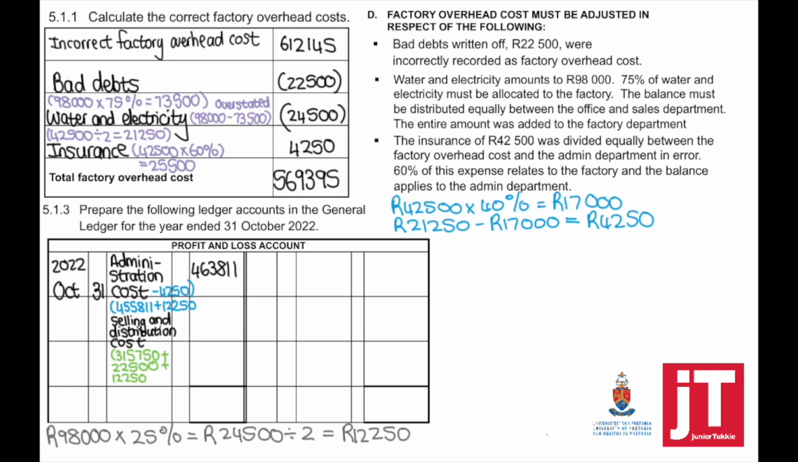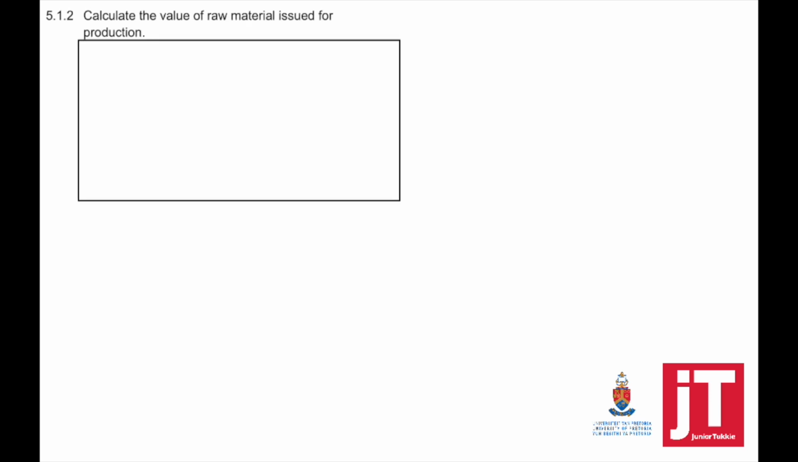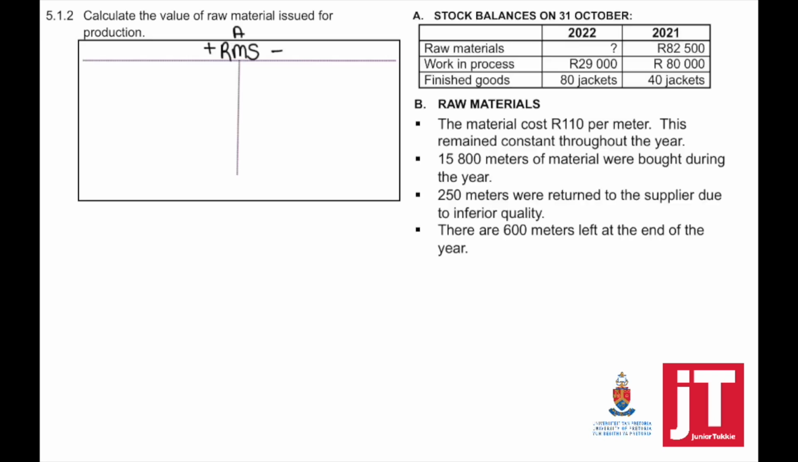We can do the same with the administration cost, close the brackets, and also the selling and distribution cost. In this type of question, in a test and an exam, make sure that you show your calculations in brackets. Question 5.1.2, calculate the value of raw materials issued for production. To calculate the raw materials issued for production, they didn't ask you to do specific ledger accounts. So again, how you approach it is really up to you.